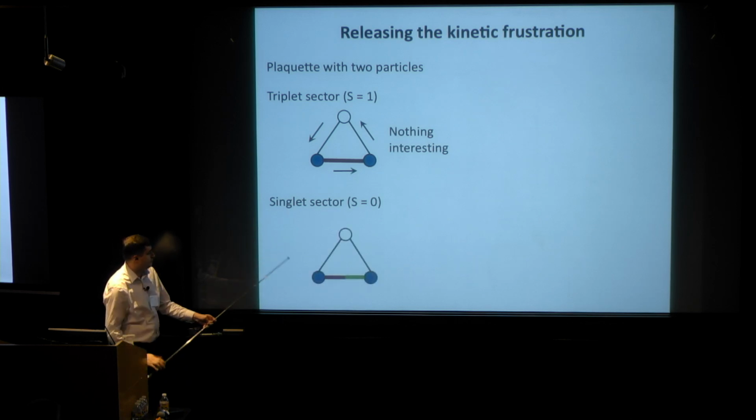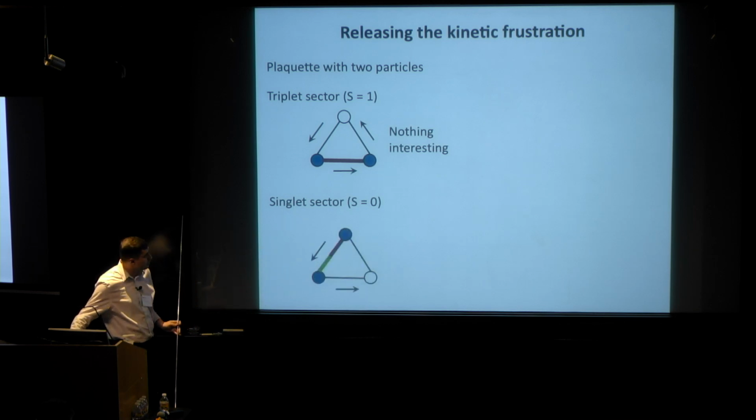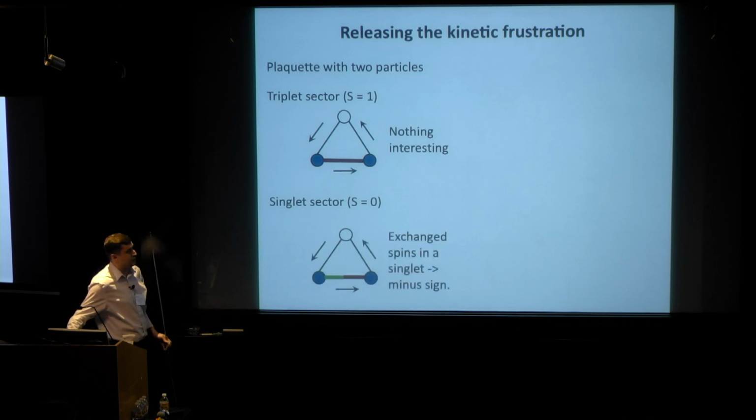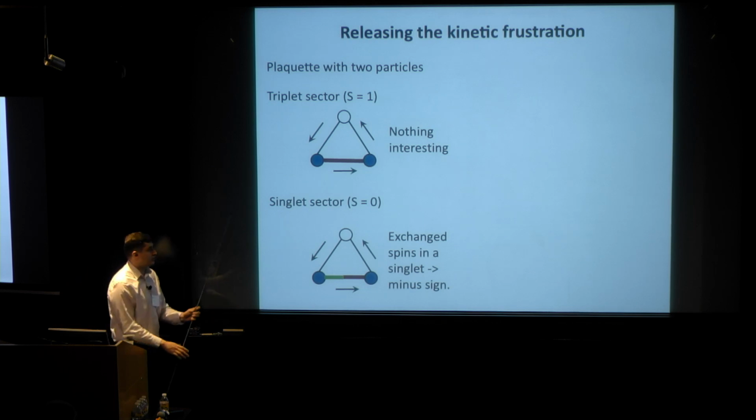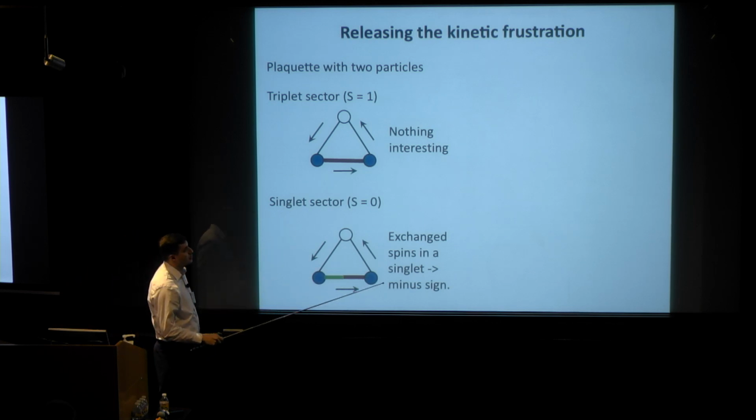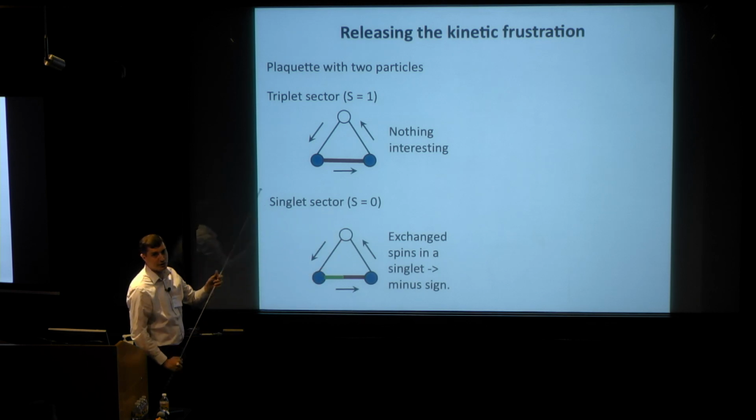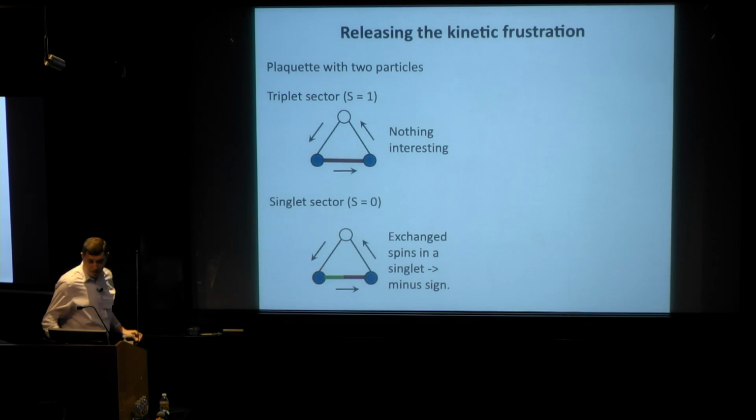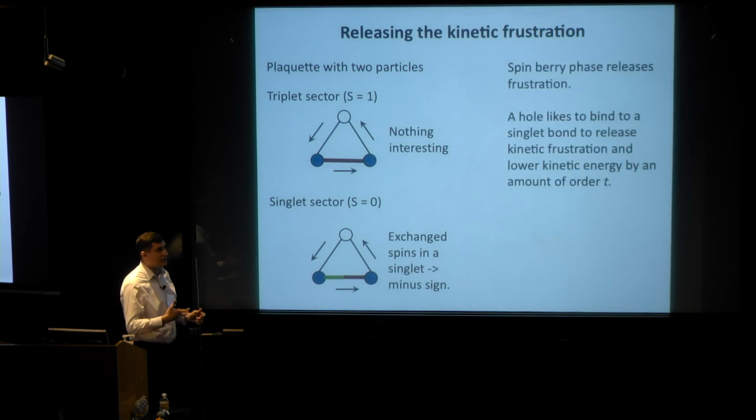Okay, well, now the difference is, of course, in the singlet sector. So now here I've schematically introduced a singlet bond. And you go around. And now you've picked up a minus sign because you've exchanged the two spins in the singlet. So this minus sign is exactly what you need to cure the minus sign problem that we had before in the spin-polarized system. Okay, so this is what you might call a spin-Berry phase. And the spin-Berry phase is what is required to release the frustration energy in the system.